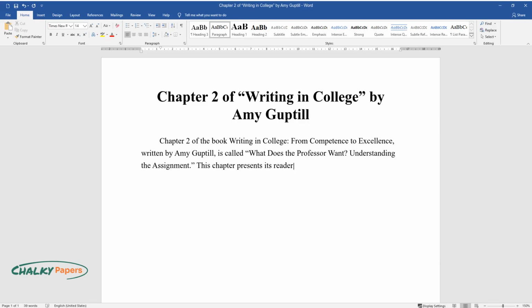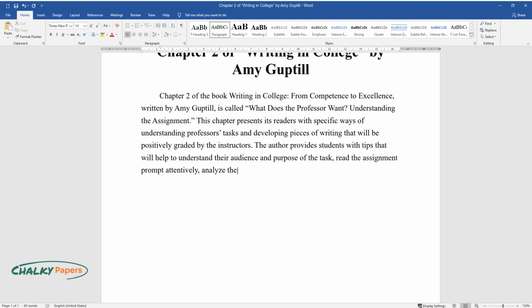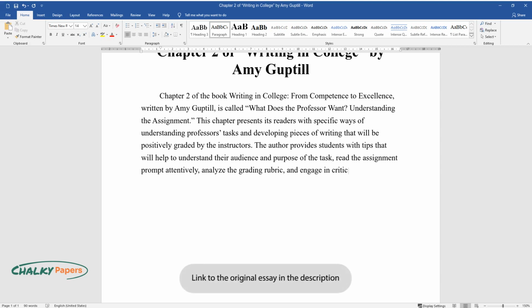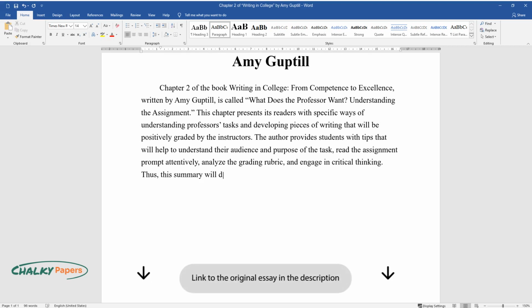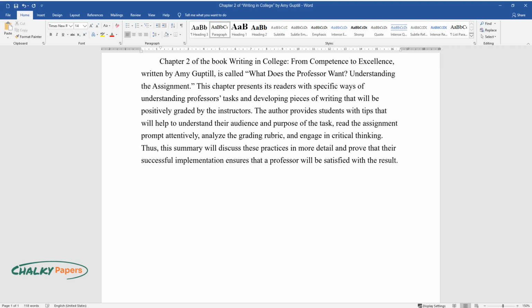This chapter presents its readers with specific ways of understanding professors' tasks and developing pieces of writing that will be positively graded by the instructors. The author provides students with tips that will help to understand their audience and purpose of the task, read the assignment prompt attentively, analyze the grading rubric, and engage in critical thinking. Thus, this summary will discuss these practices in more detail and prove that their successful implementation ensures that a professor will be satisfied with the result.